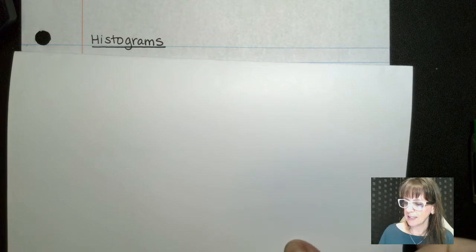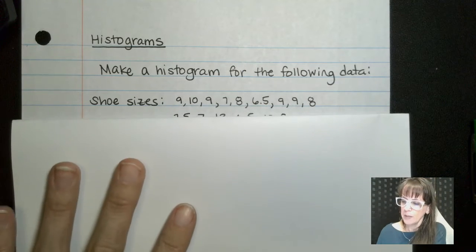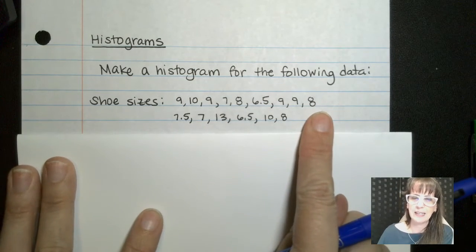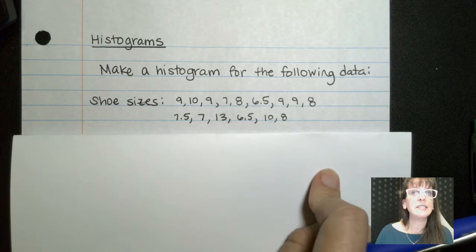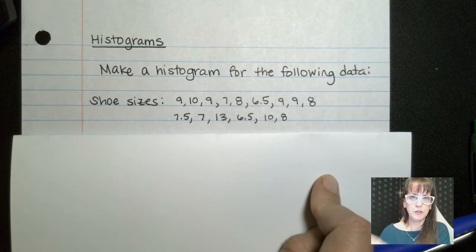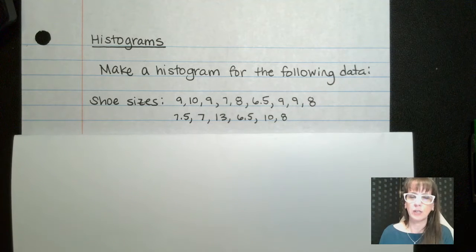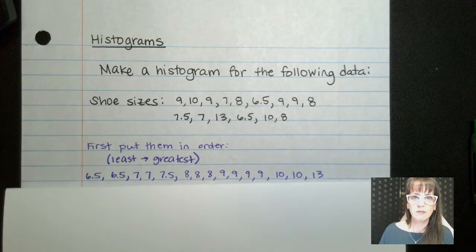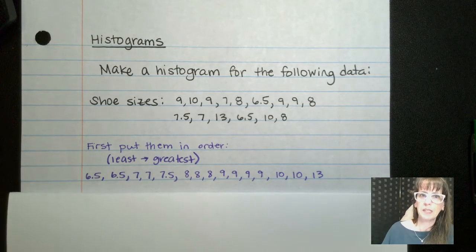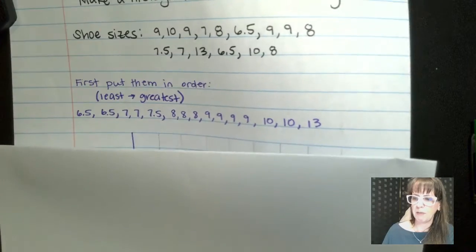Let's start. The first thing we're going to do is make a histogram out of the following data. Here we have a bunch of shoe sizes that are listed out. Personally, I think it's a lot easier when I'm dealing with data to put it into numerical order. So I want to put my smallest to my largest. If you'd like to pause and do that on your notes now, you can. Otherwise, here we go. Did that for you. So putting them in order from least to greatest, I have these as the following.